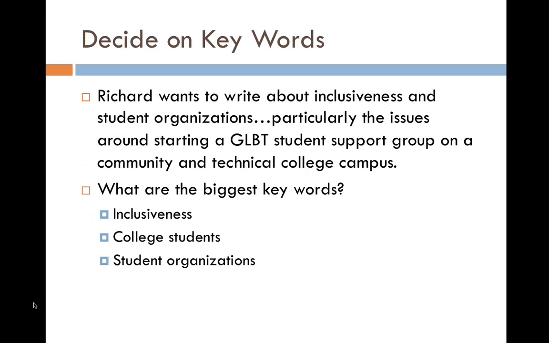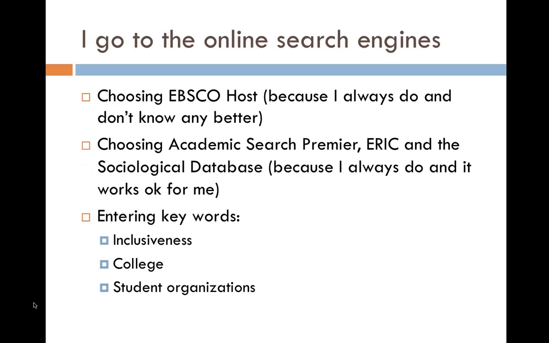So the student wanted to write about inclusiveness and student organizations, particularly GLBT student support groups. And so we brainstormed a little bit about what would be the best keywords to start with. And he started off with inclusiveness, college students, and student organizations.